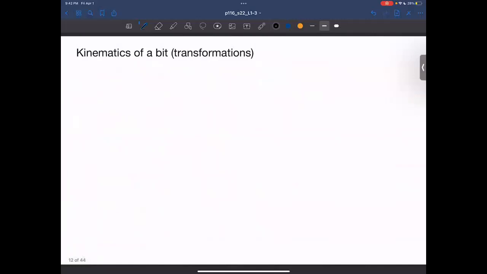Okay, so now we can think about the kinematics of transforming a bit. This will get us to see a few of the things that we've discussed so far illustrated. So first, we can think about the change of basis, the stochastic change of basis, and general stochastic transforms.